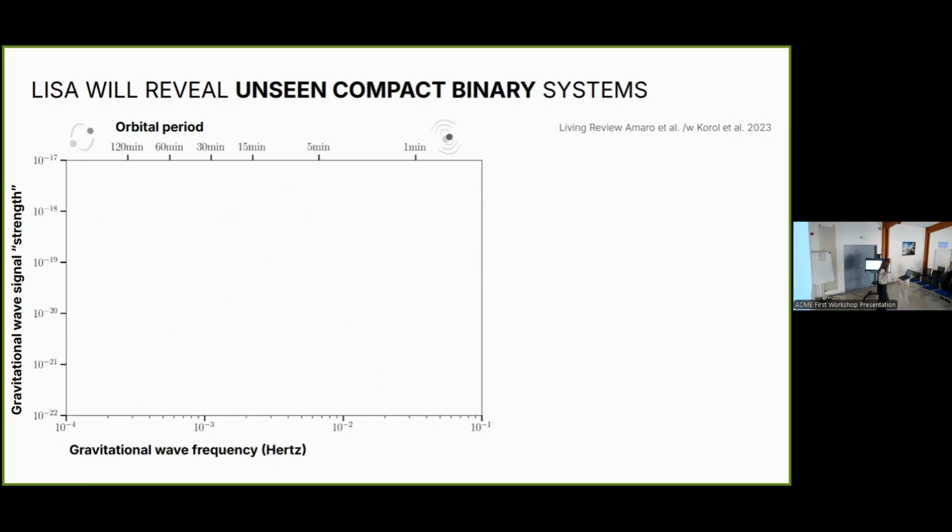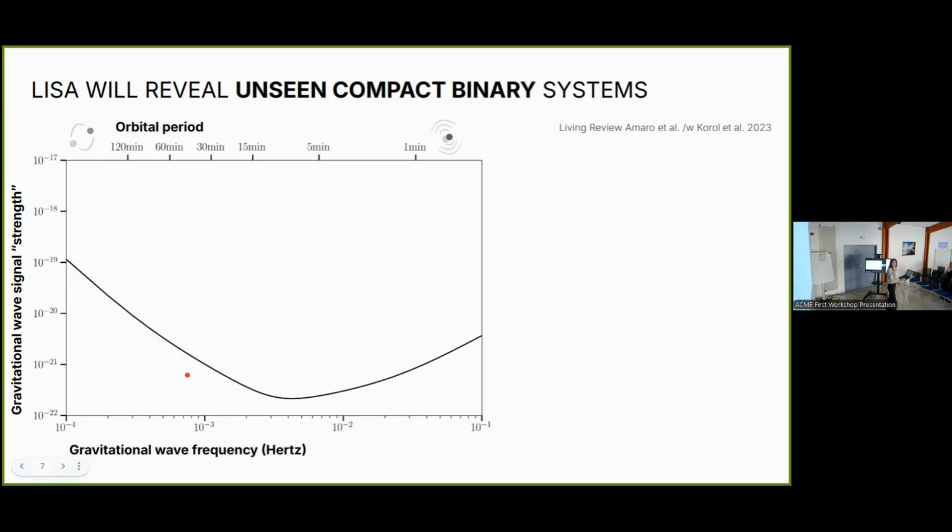And in the LISA field, we really like to show our binaries on this plot. So you have here gravitational wave frequency. This is the LISA sensitivity band. On the y-axis, you have this amplitude or strain parameter that can be intuitively interpreted as the strength of the signal. On the top, you have the respective binary orbital period. So we will detect binaries between 2 hours to minutes orbital period. This is the expected LISA sensitivity. So all the sources above this curve are detectable by LISA and below are not.